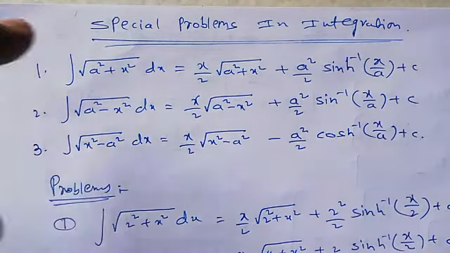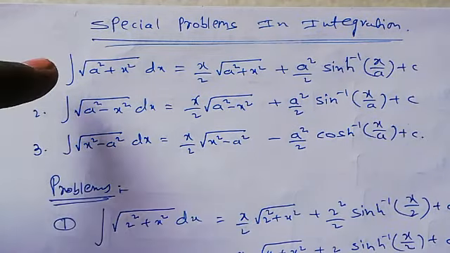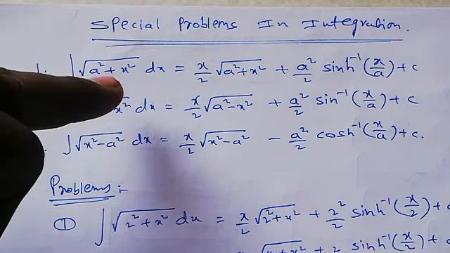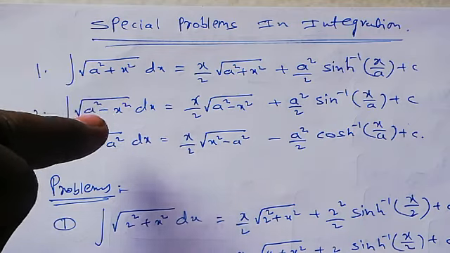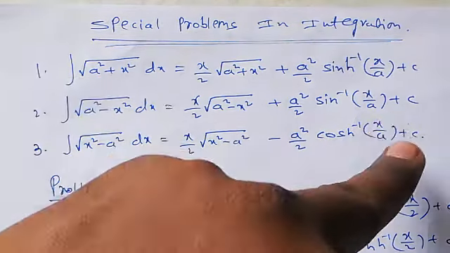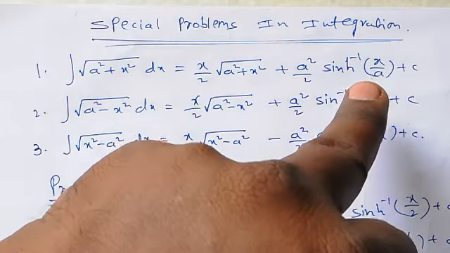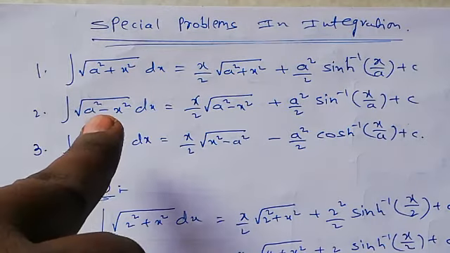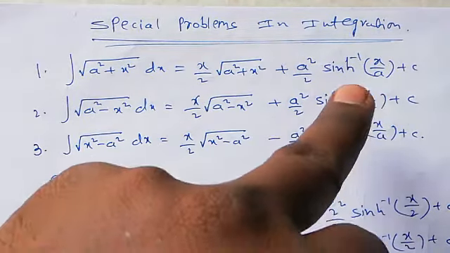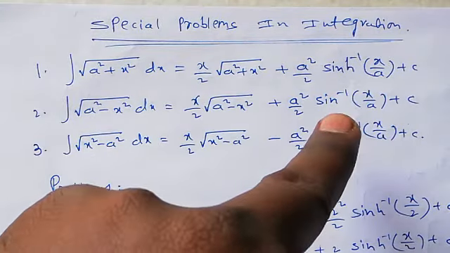plus c. Observe clearly in the first and second, the terms are the same: a square, x square. But in the first one the sign between them is plus, and in the second one the sign is minus. When it has plus, the RHS becomes sinh inverse. When it has a minus sign, it becomes sin inverse. Plus becomes sinh inverse, minus becomes sin inverse.